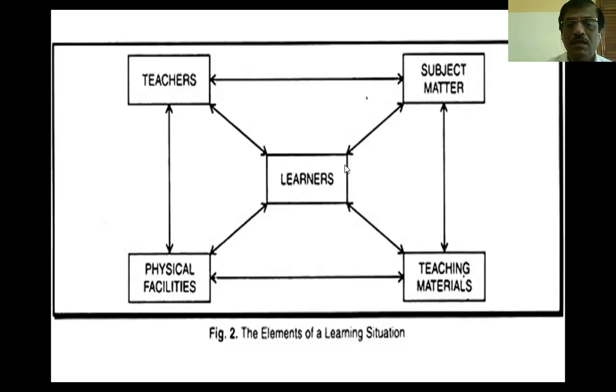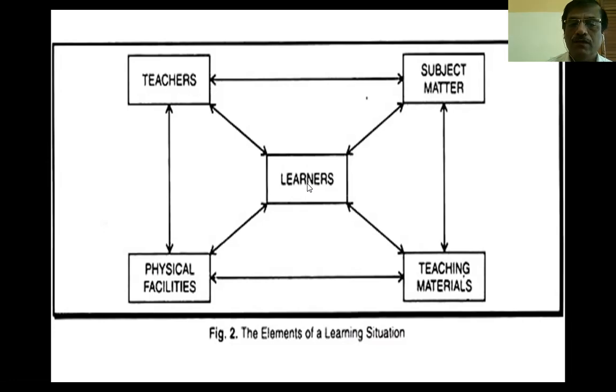Then learners are, in the case of extension, the farmers, dairy farmers, soybean growers, and sugarcane growers. So the learner occupies the central position in the learning situation.